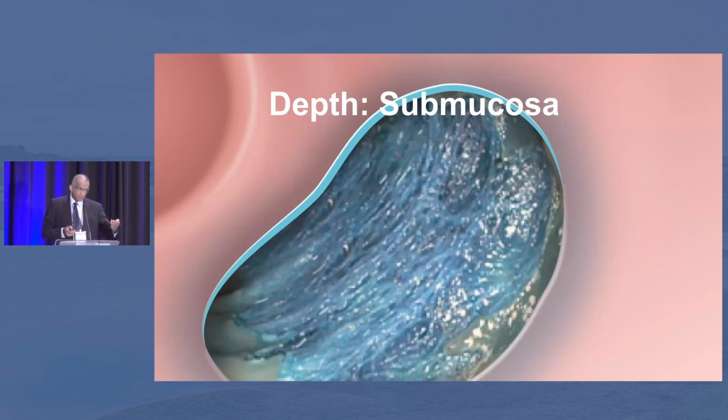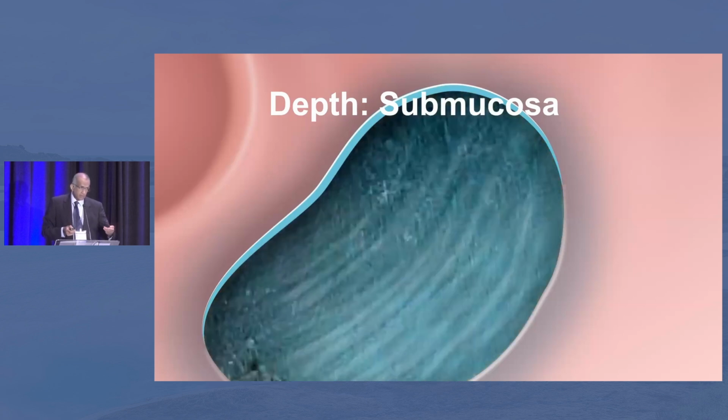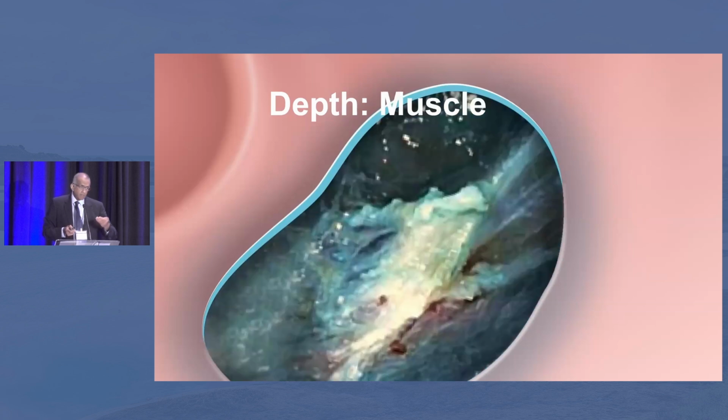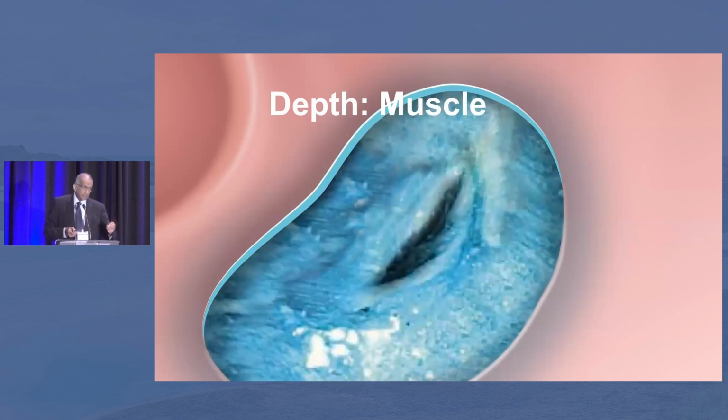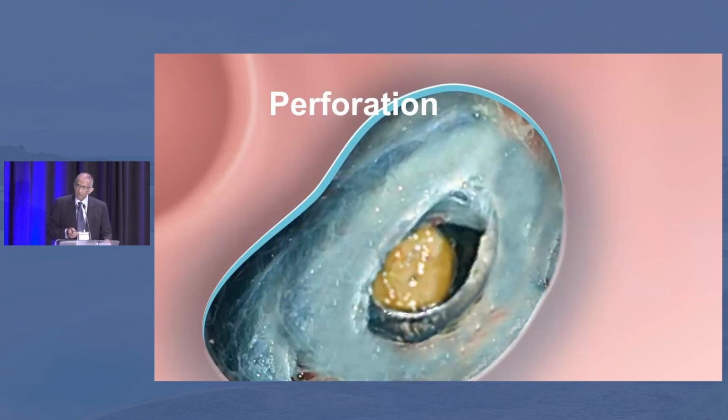So here is superficial submucosa, then deep submucosa, and you can see muscle, but no damage to the muscle. When there is damage to the muscle, this patient is going to come back with delayed post-polypectomy syndrome or perforation. This needs to be prophylactically closed with a clip. And obviously a muscle injury, a little more depth, and then a perforation.